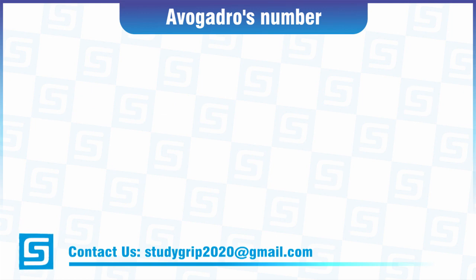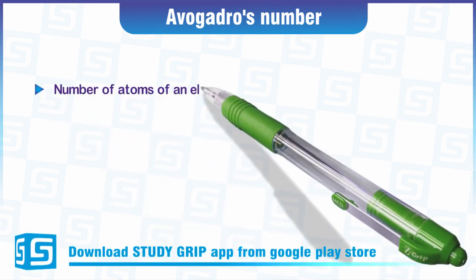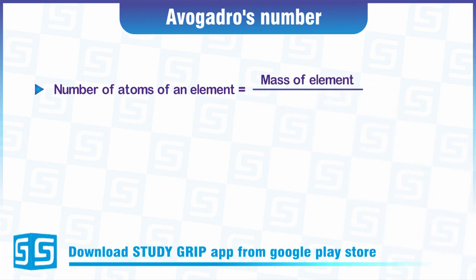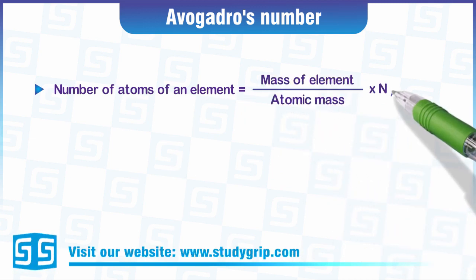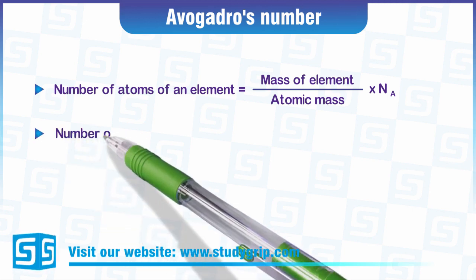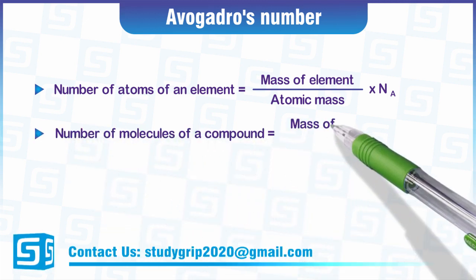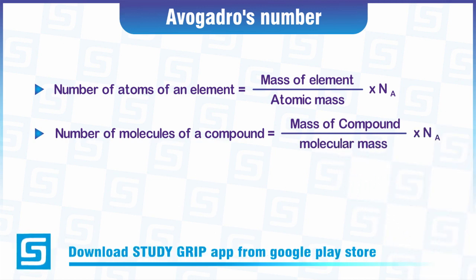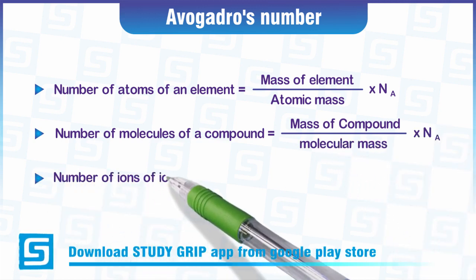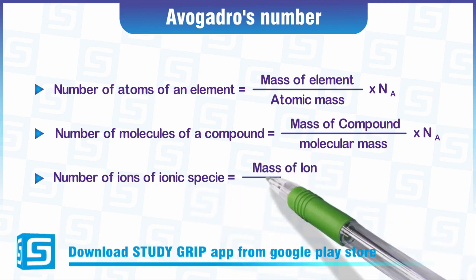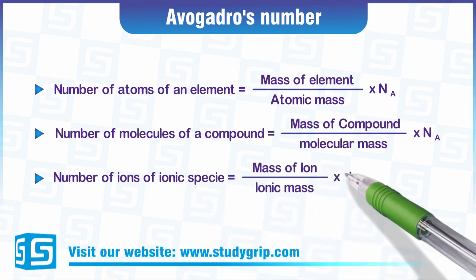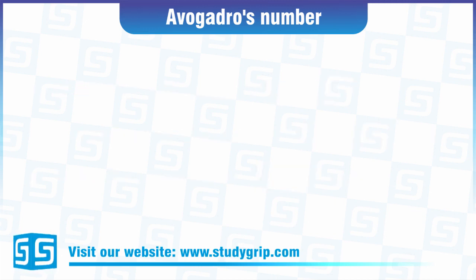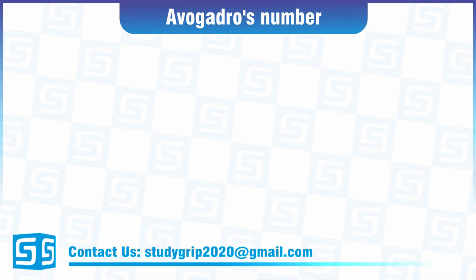Relationships between amounts of substances and number of particles. The number of atoms of an element is equal to the mass of the element divided by atomic mass and multiplied by Avogadro's number. The number of molecules of a compound is equal to the mass of the compound divided by molecular mass and multiplied by Avogadro's number. The number of ions of an ionic species is equal to the mass of the ion divided by ionic mass and multiplied by Avogadro's number. Dear students, now we learn how to calculate the number of atoms from a known mass of a compound.